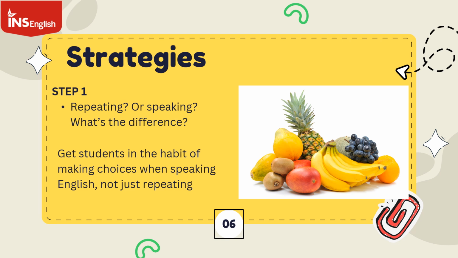So for example, if I were to say any word in English, there's a very good chance you could repeat it. But does this mean that you know it? Does this mean you understand it? Probably no. So what we need to do is we need to give students a choice.